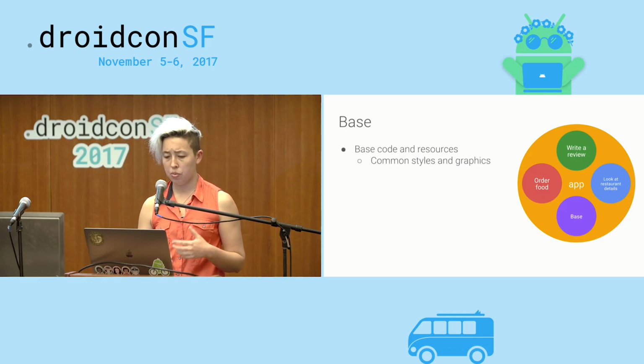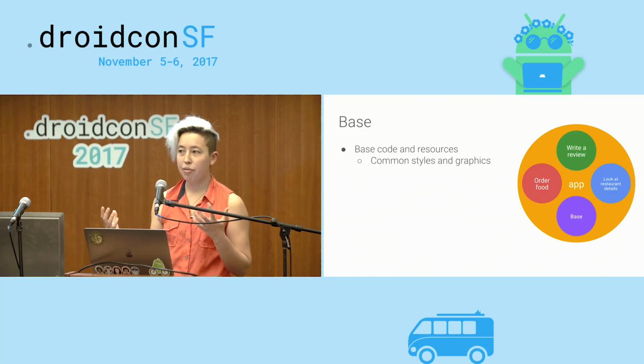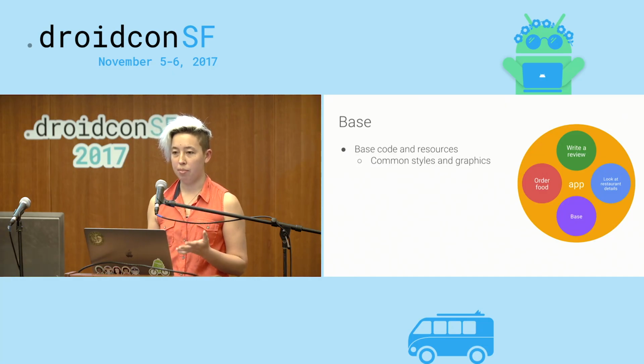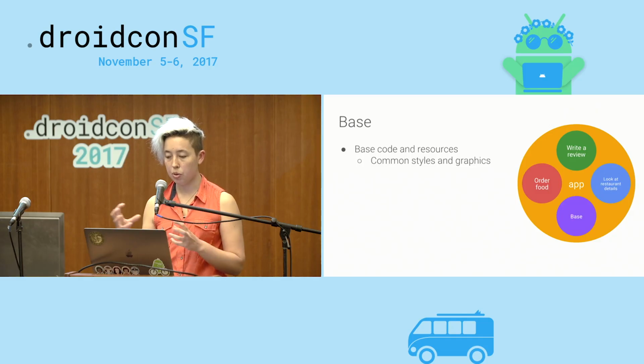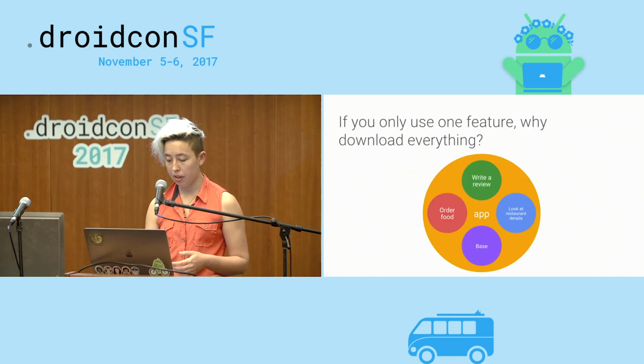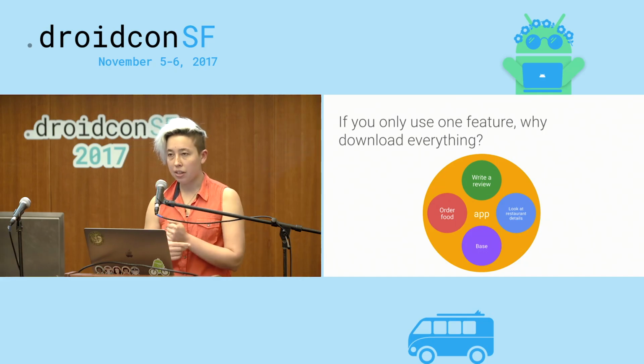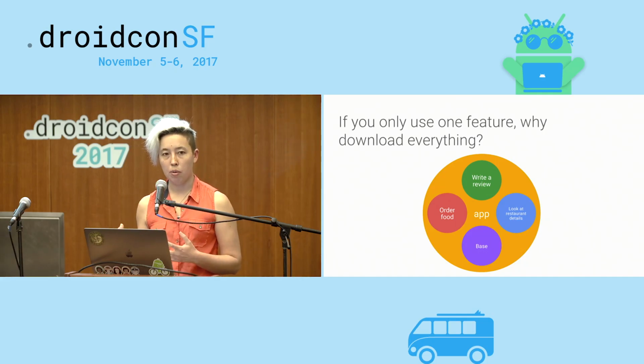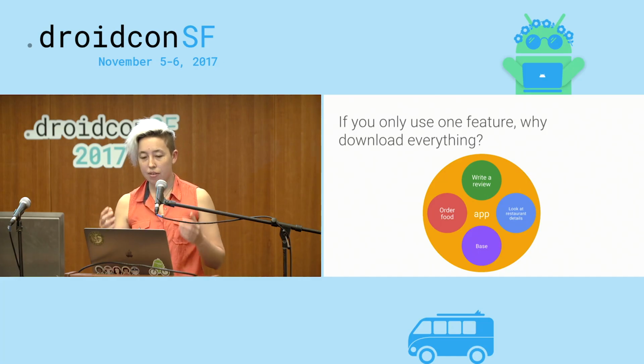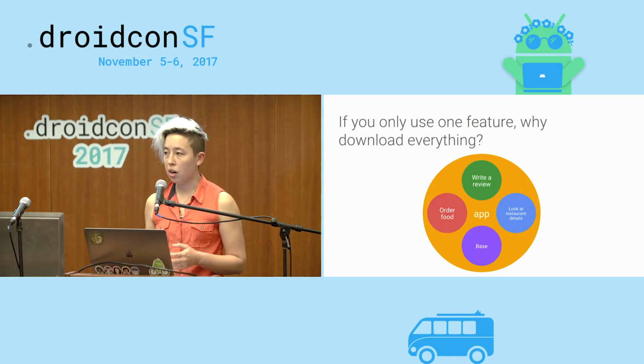But base code and resources refers to things like styles. If you divide your app up into different features, you probably still want them to all look the same. So that code is all referencing the same styles and maybe an app logo. You're probably using shared utility classes between those, etc. Okay, so going back to clicking on a link and quickly getting into this enjoyable native experience, one of the things that Instant Apps answers is: if the user is only using one feature, why are they downloading the entire app?